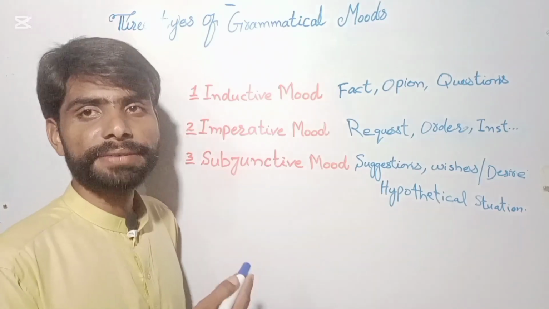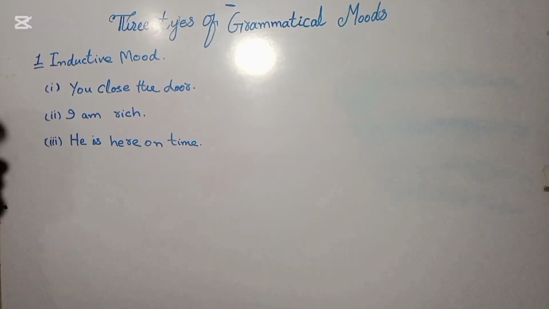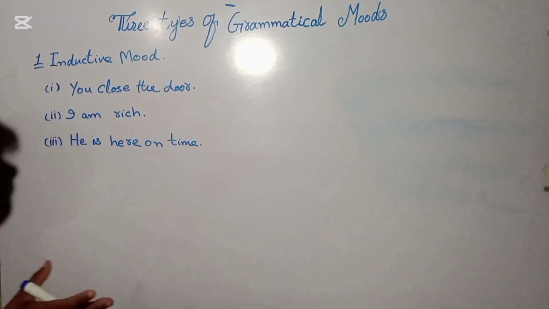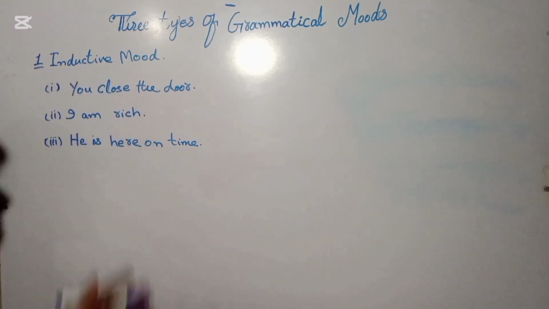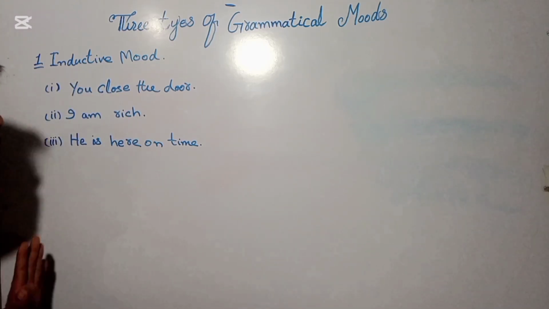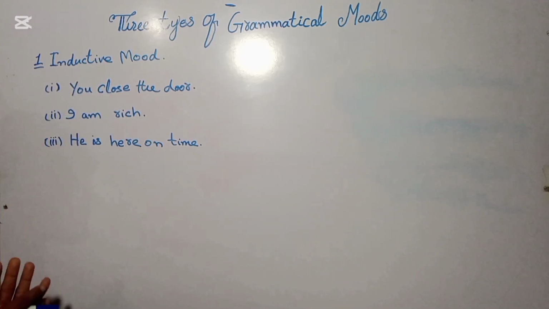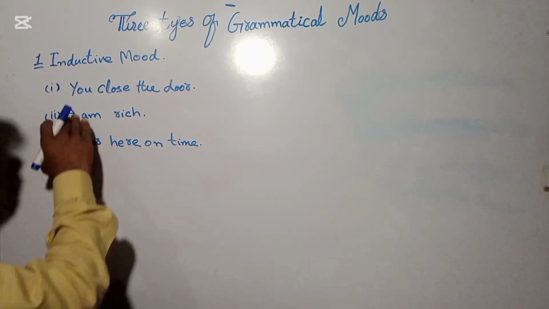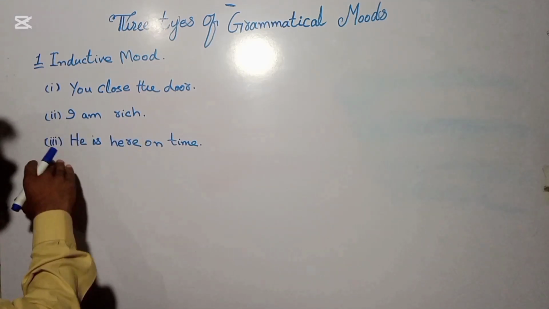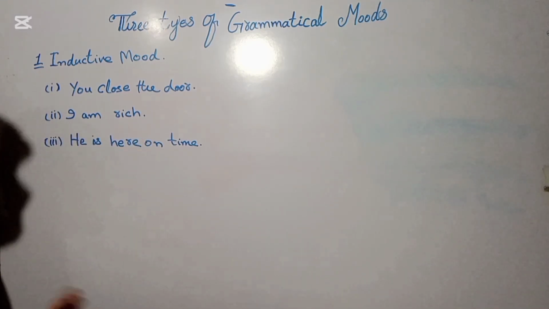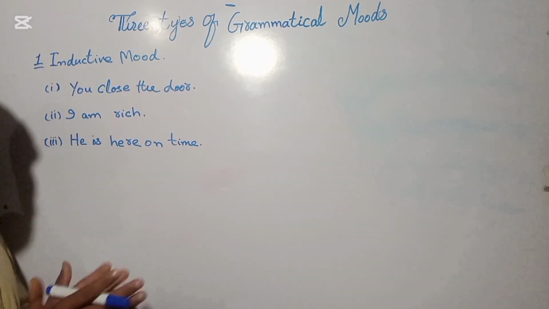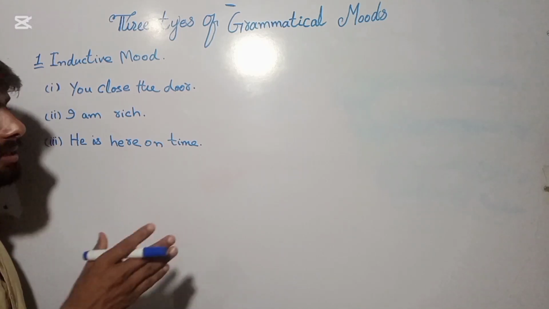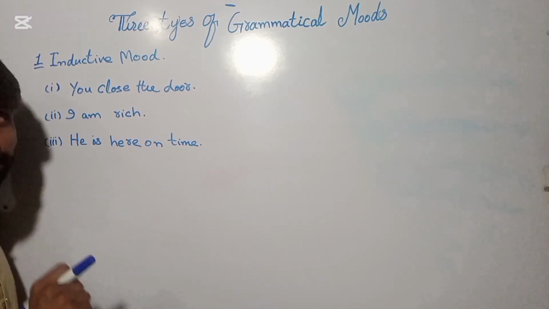So now let's understand with examples. First one is the indicative mood. In the indicative mood, we use only simple sentences, right? Like those that we frequently use in our English, right? You close the door. I am rich, and he's here on time, right? We will see the difference by understanding the three moods, right?